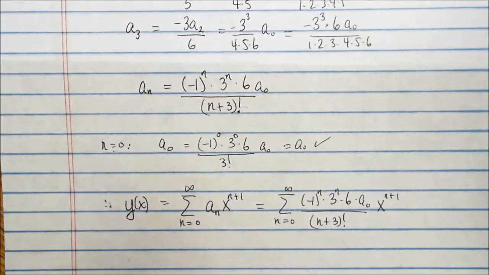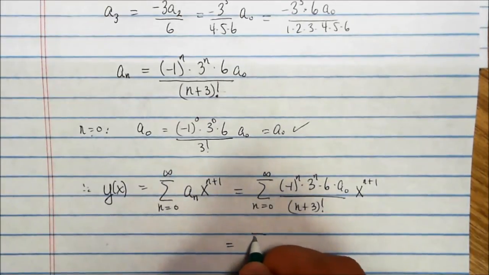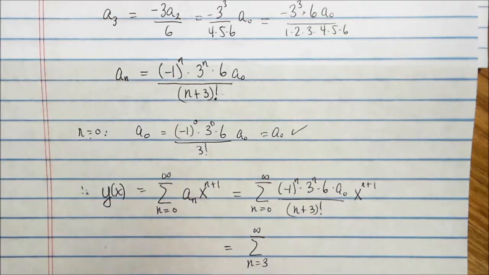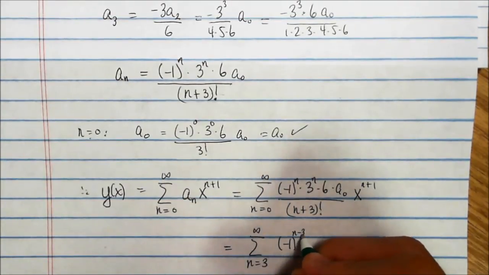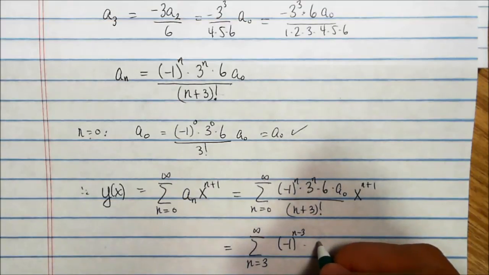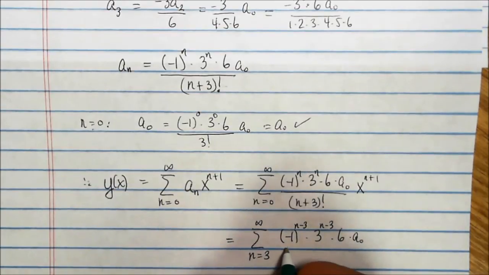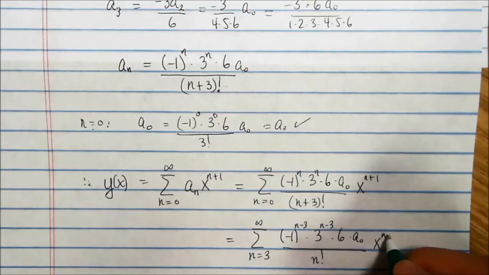Okay, now this actually simplifies using Taylor series. To see why this simplifies, let's write this as summation n equals 3 to infinity. So I'm going to shift by 3. Negative 1 to the n minus 3 times 3 to the n minus 3 times 6 times a sub 0. Then I have over n factorial, and here I have x to the n minus 2.